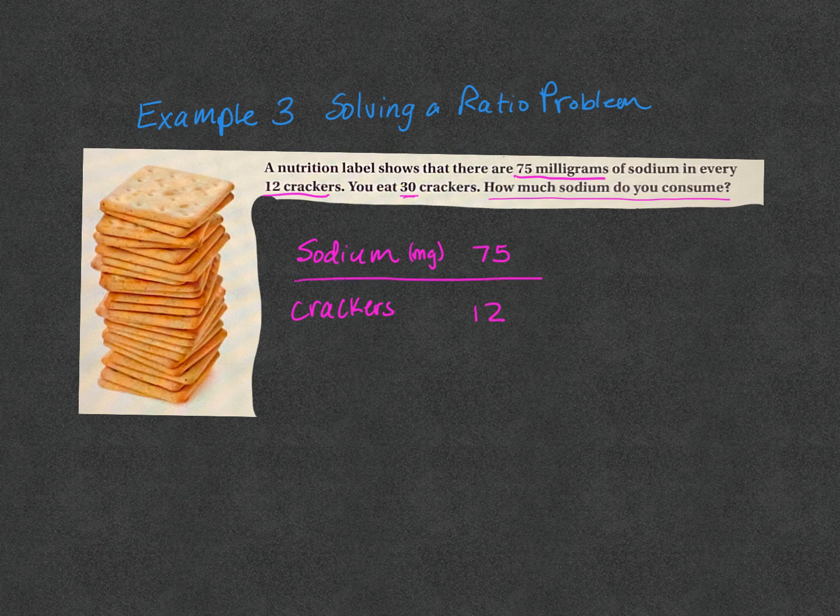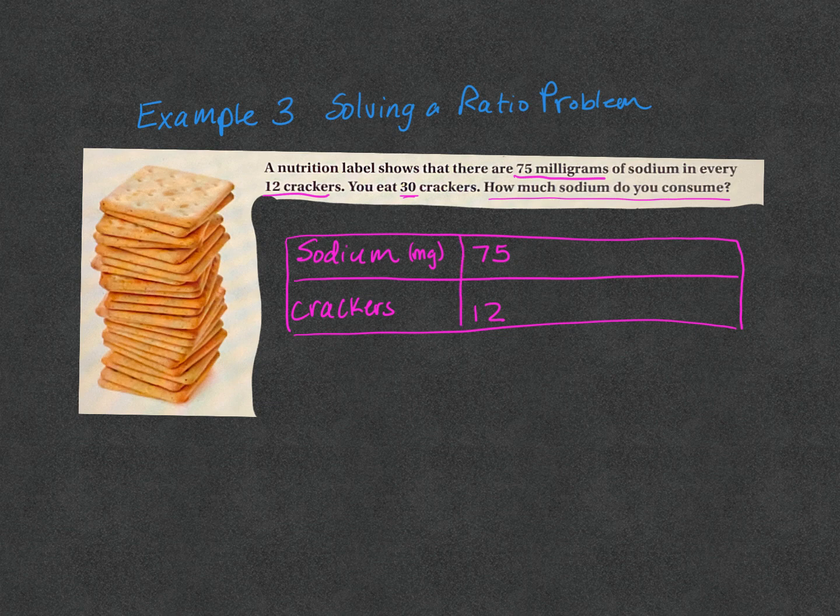So to start this off, I'm just going to make my line that big. I don't know how much I'm going to actually use, but we're going to start off with a pretty big one, and I can erase it at the end if I need to. So I made my ratio table like this. We need to get to 30.